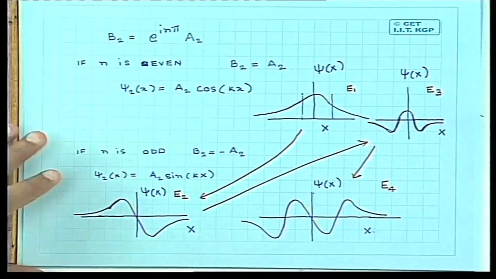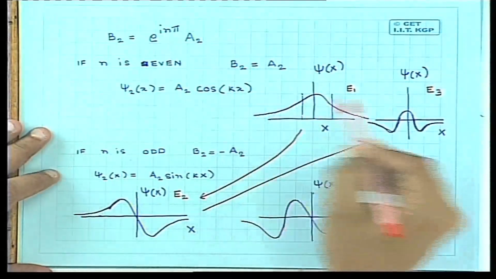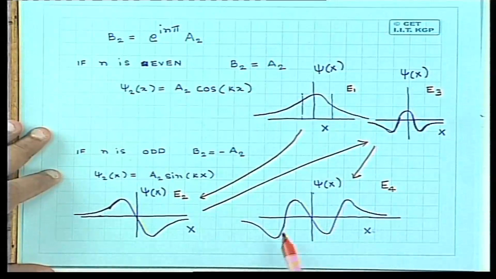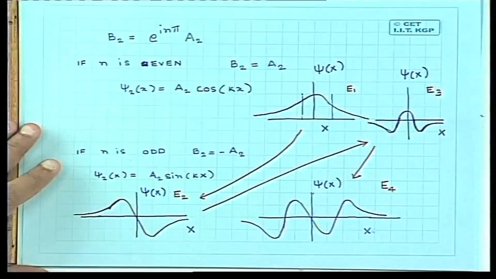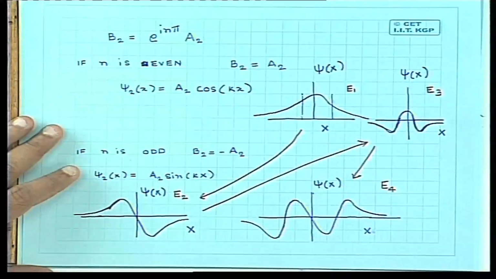So the deeper the potential, you will get more and more energies, and more and more wave functions with more and more zero crossings. As you deepen the potential, first you will have only this wave function, then you can have both this as well as this. If you make it even deeper, you can have 1, 2, 3 possible different wave functions. If you make it even deeper, you can have 4 wave functions, and it goes on.